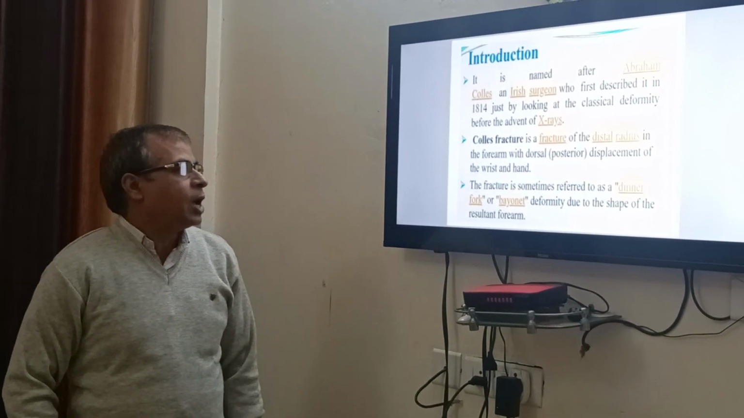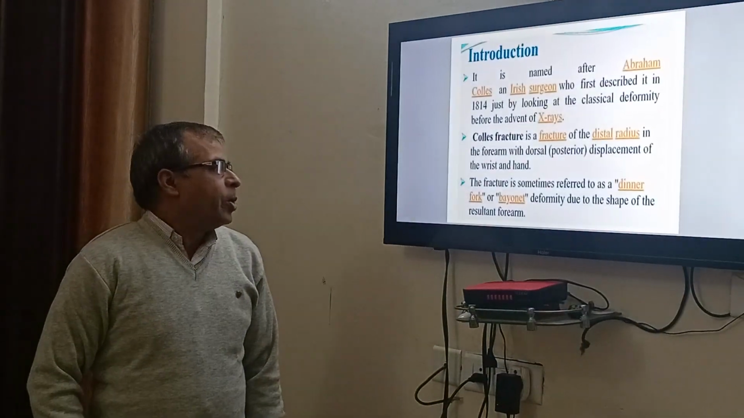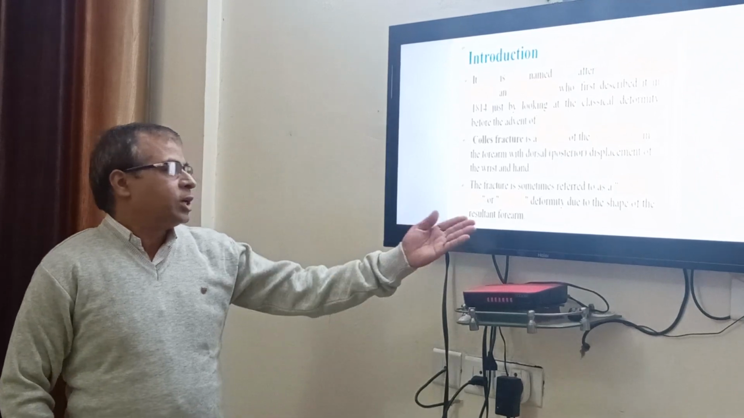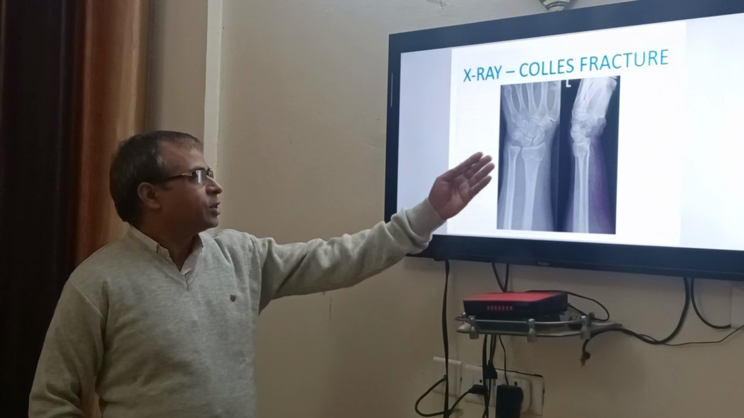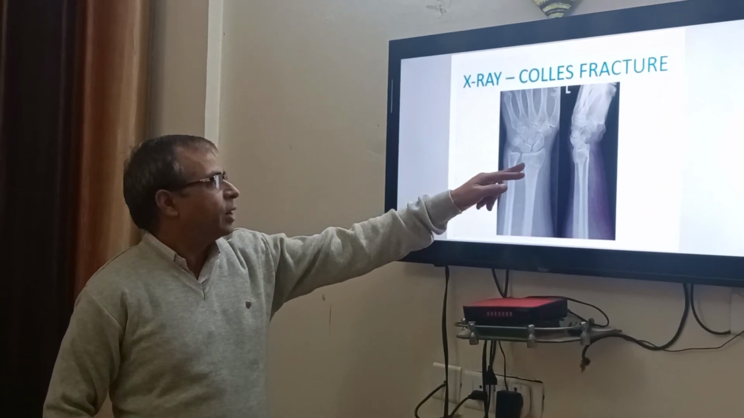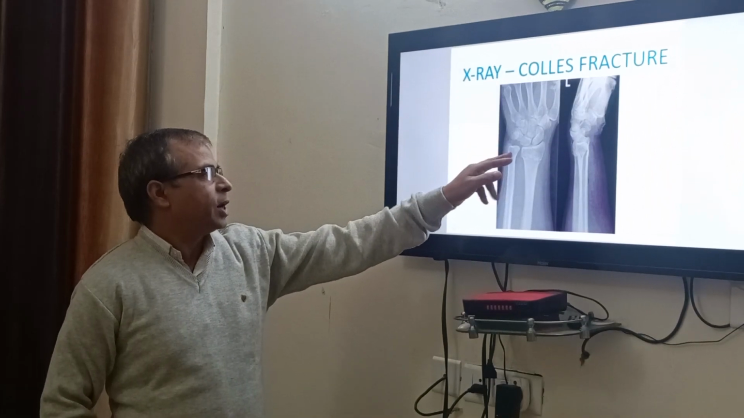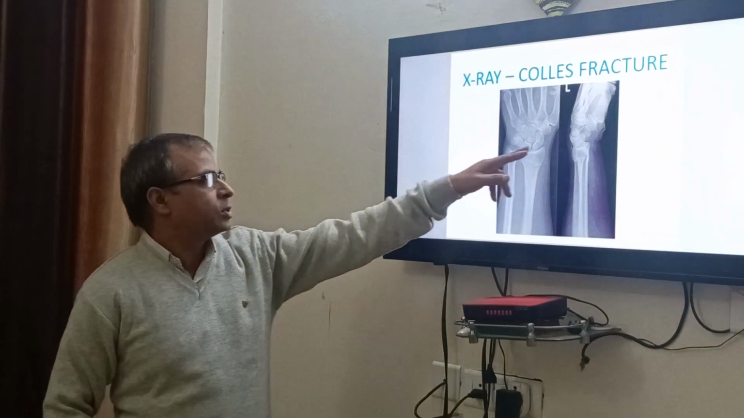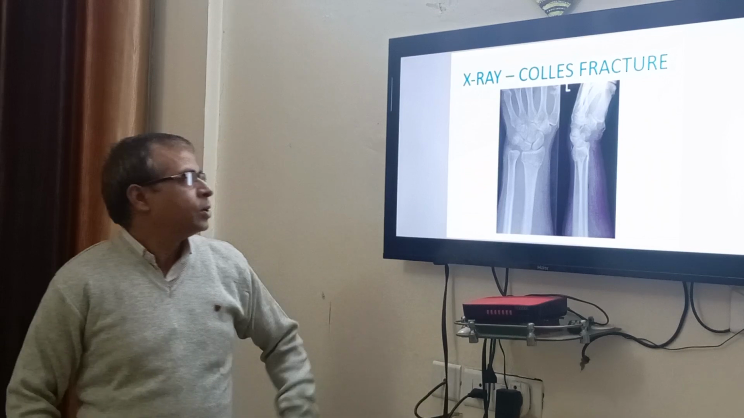The fracture is sometimes referred to as dinner fork deformity or bayonet deformity due to the shape of the resultant forearm. This is the X-ray of the Colles fracture. This is at the distal end of the radius. There is a fracture, with dorsal displacement and radial displacement. This X-ray is the AP view, and this is the lateral view of the forearm and wrist.